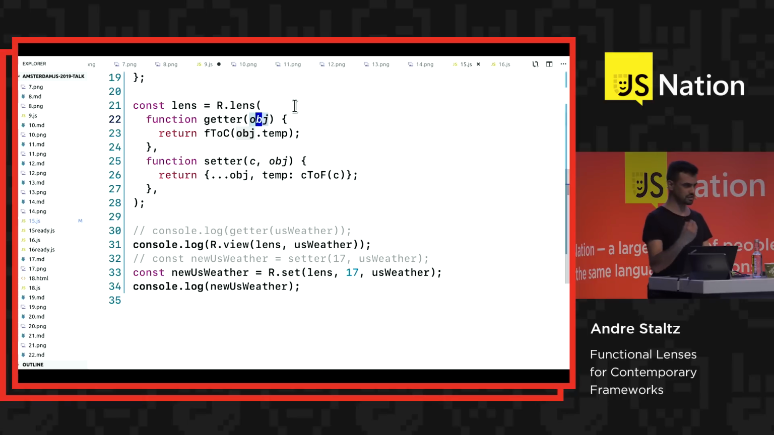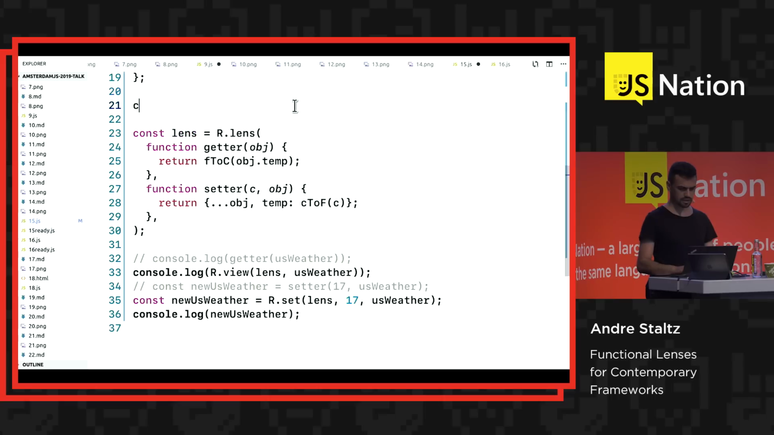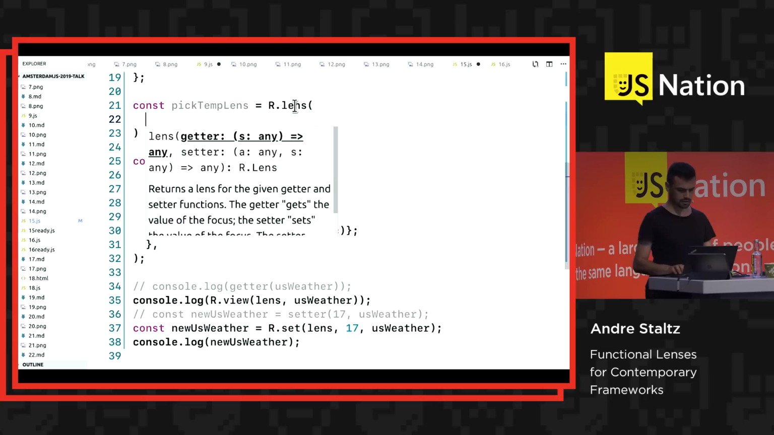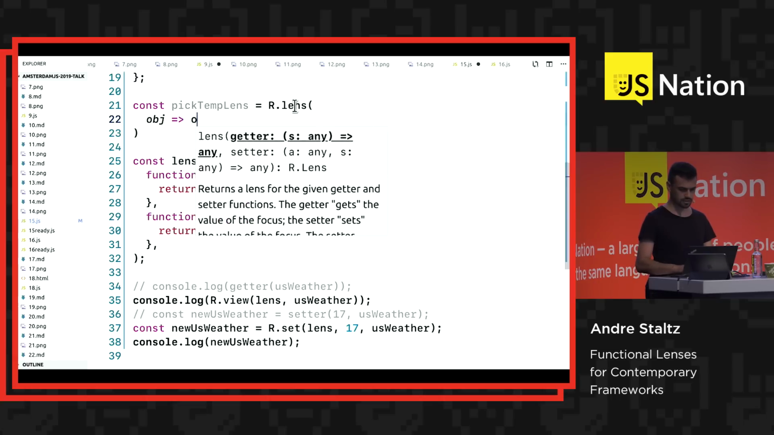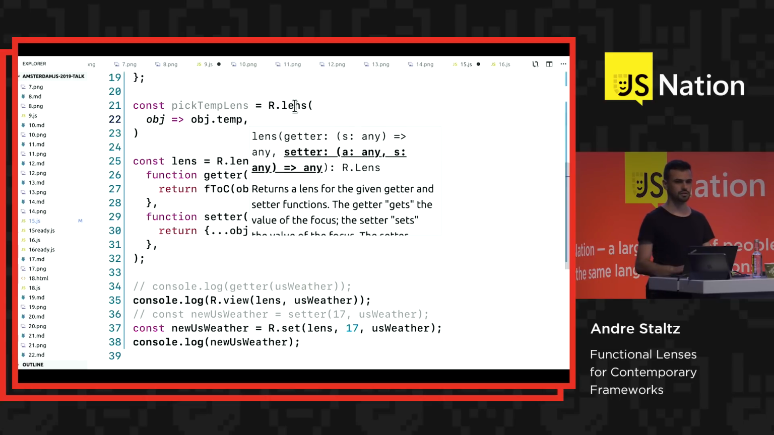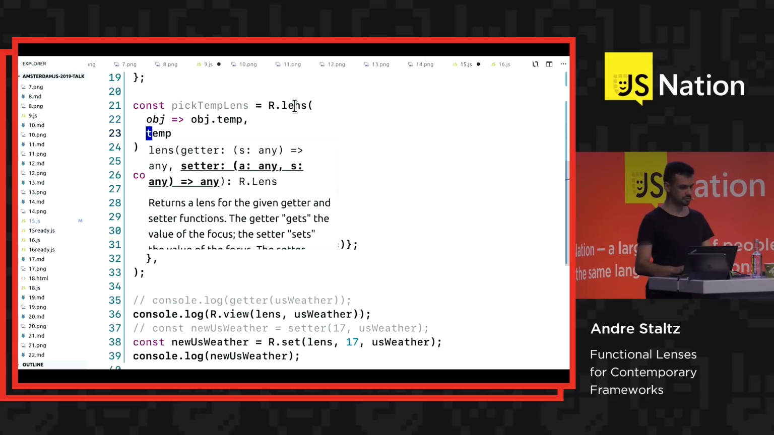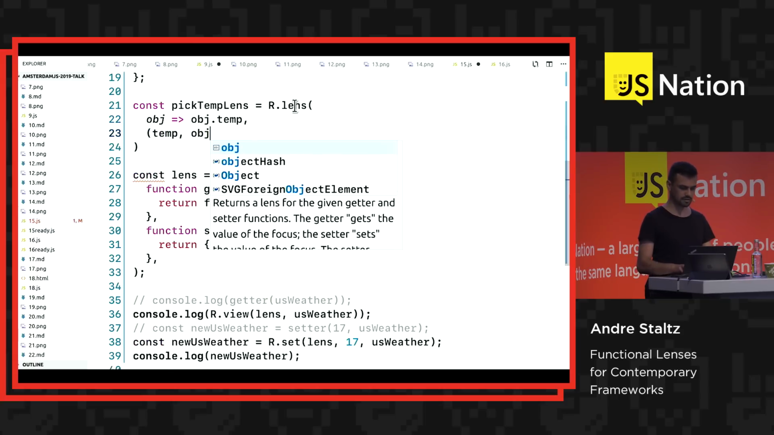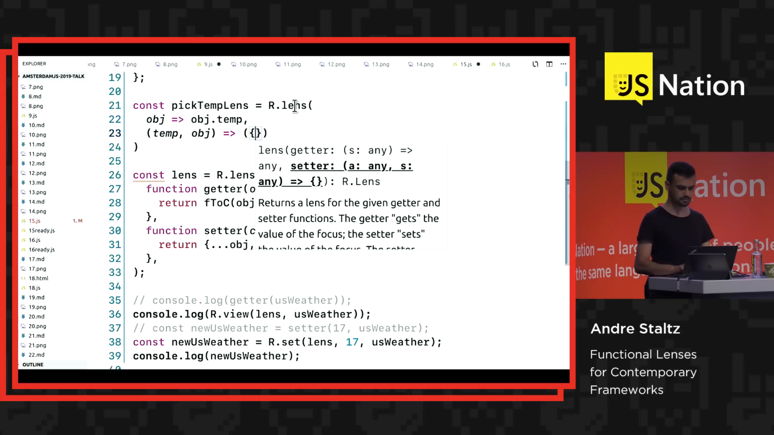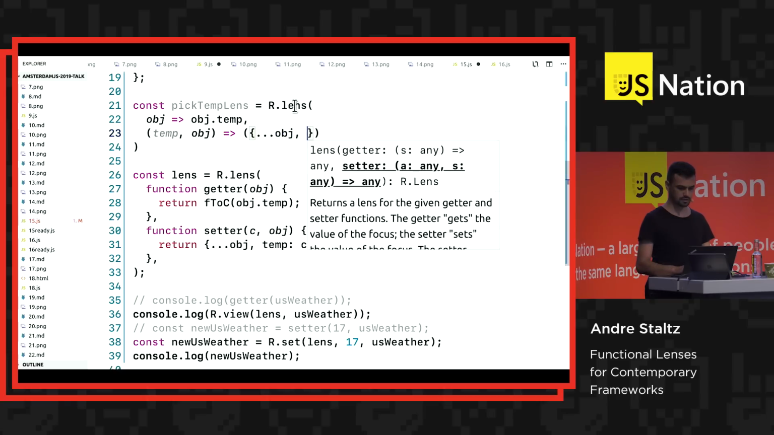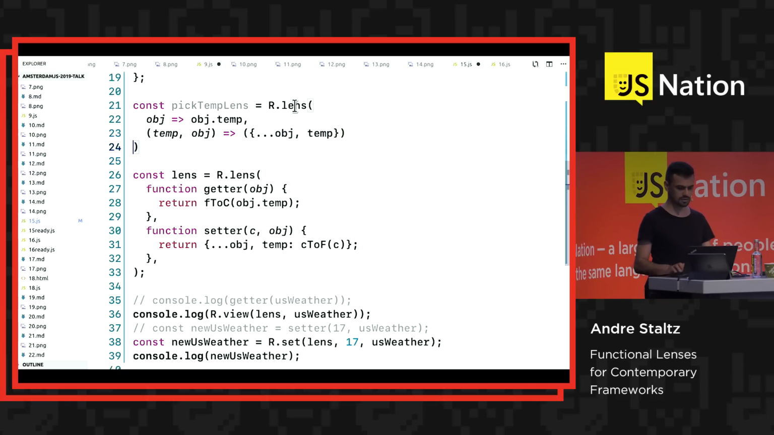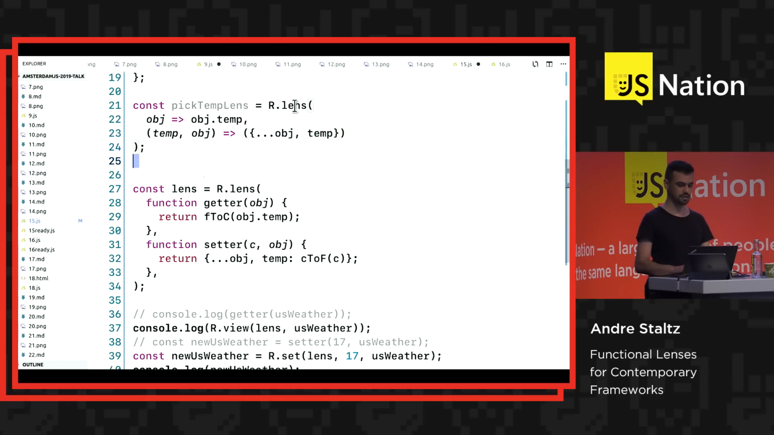That's one of the operations that I want to do. So I'm going to make another lens here called pick temperature lens. And it is, I'm going to get the object and just pick the temperature, right? And then when I have a new temperature, I want to put that back into the object. I just object spread that and pass the new temperature. This is it. This is the pick temperature lens.